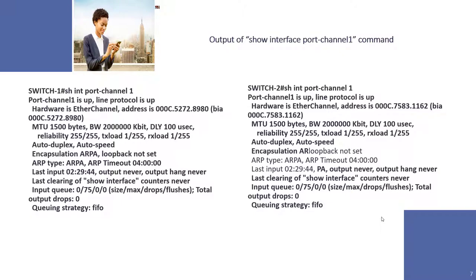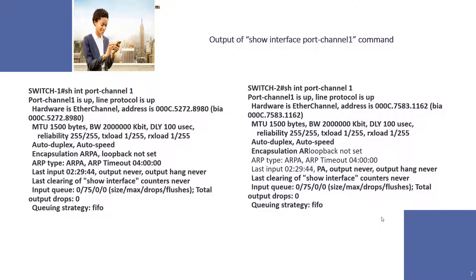And here we're doing an output of the show port channel 1 command. As you can see, we had configured our switches, and then we do the show interface port channel 1. We see the port channel is up. It has a hardware address, which is called our MAC address. The MTU, maximum transmission unit size, is 1500 bytes. The bandwidth is 2 gigs, because remember, we combined two 1 gig interfaces together to create a 2 gig logical interface. And then you have your reliability, transmission load, receive load.